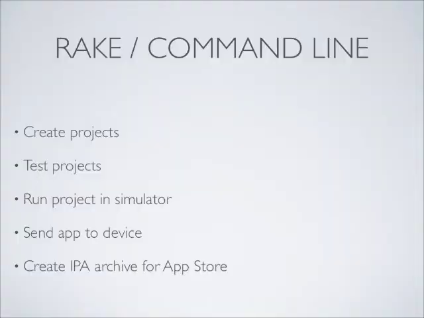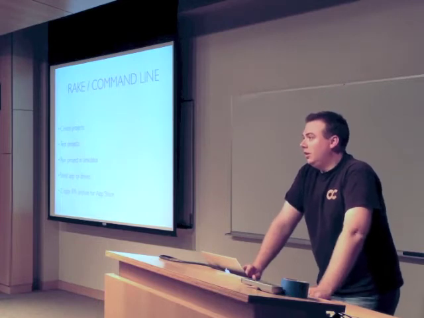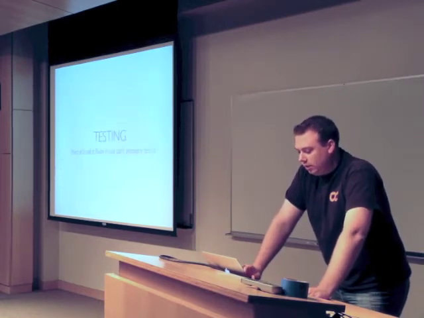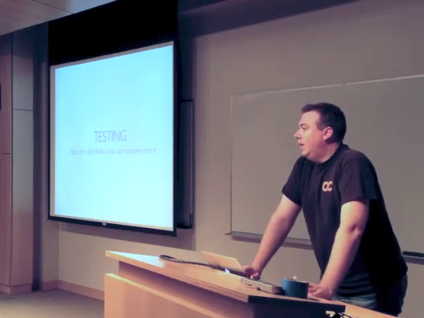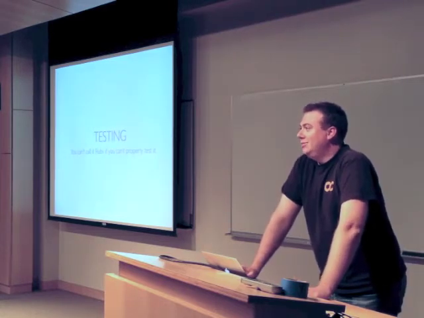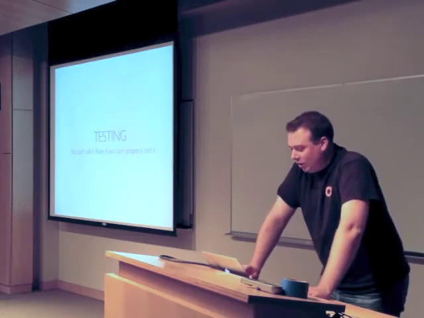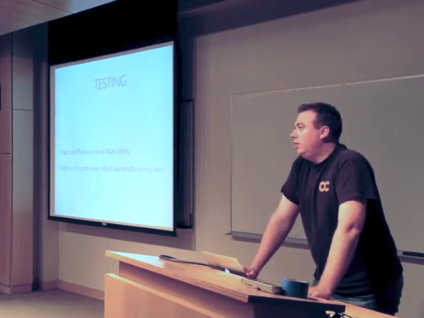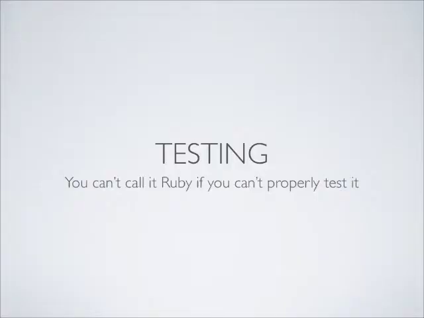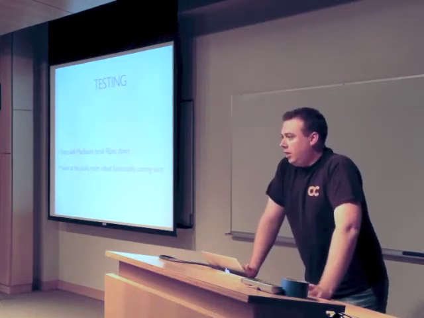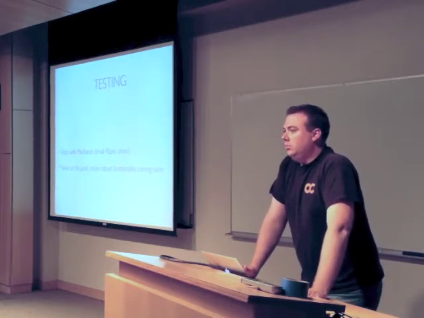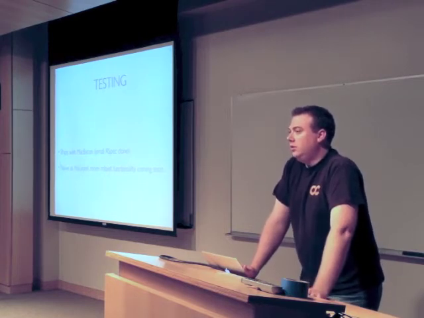So you can create a project, test it, run it, send it to the device, or create an archive for the App Store, all from the command line. RubyMotion has testing built in. Everything Ruby has to be testable, or you really can't call it Ruby. It ships with something called MacBacon. It's very RSpec-like. It's not straight RSpec, but it has all the basic matchers.